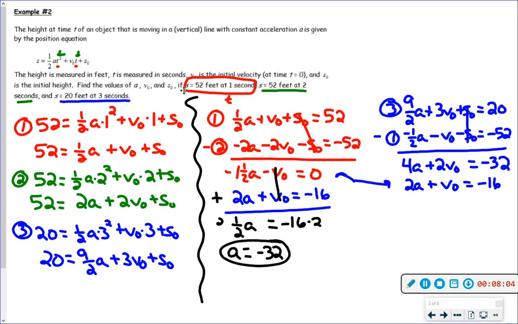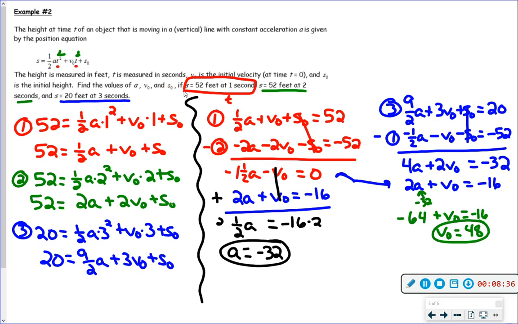Now, it's that back substitute game. Go back to anything on the right side of the screen in red or blue and figure out v0. I'm going to go back to this blue equation on the side here. I know a is negative 32, so I'm going to substitute that in. 2 times negative 32, I'm just going to do it in my head, plus v0. And then I'm going to add the 64 over. So negative 16 plus 64, 48. I'm going to circle it so I don't lose it.